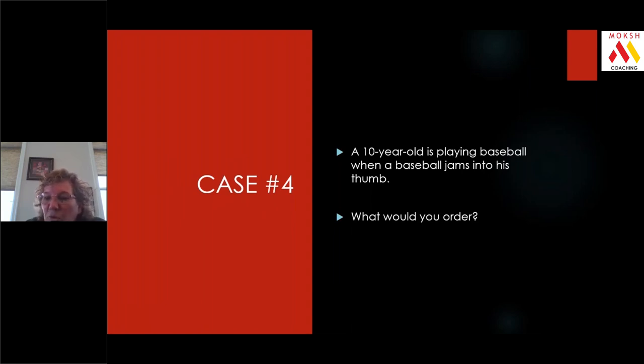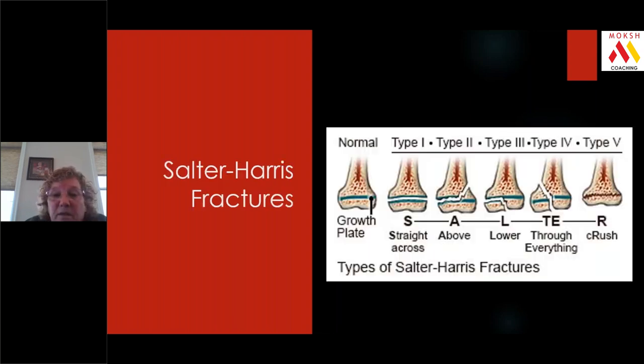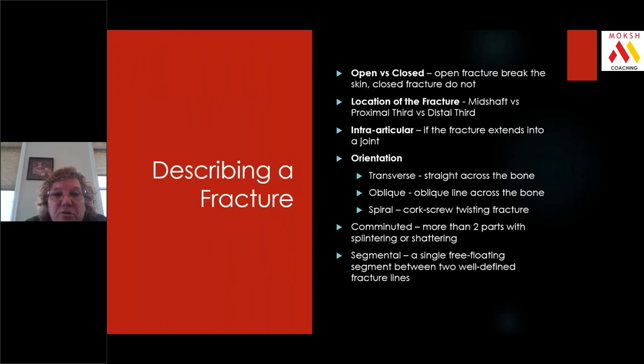Okay, so which terms did you want me to explain? Do you want me to go back and go through the open and closed fractures? Because I'm happy to do so if you want me to. Okay. Before we do the Salter, we'll go back through the Salter.